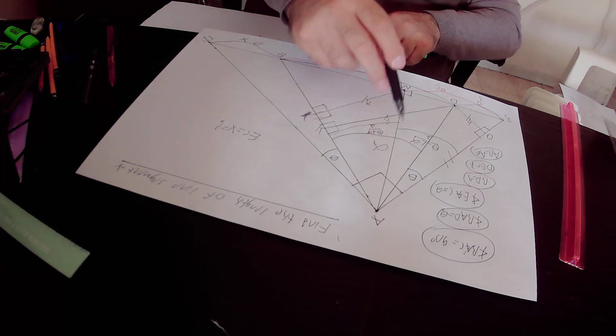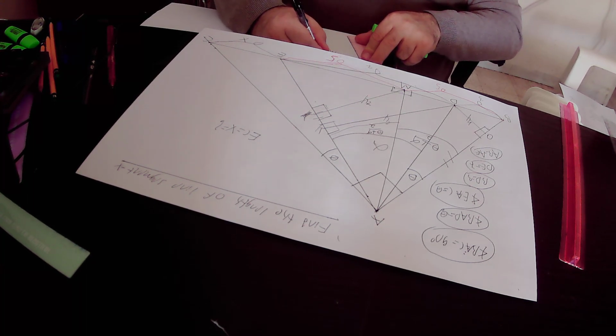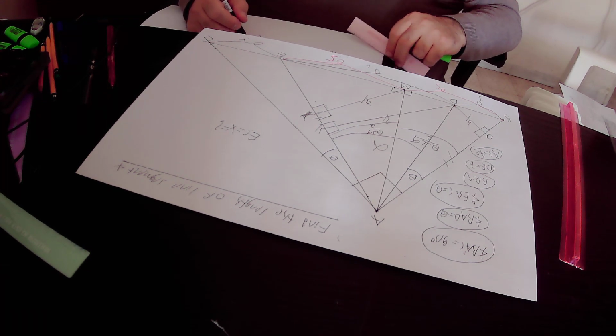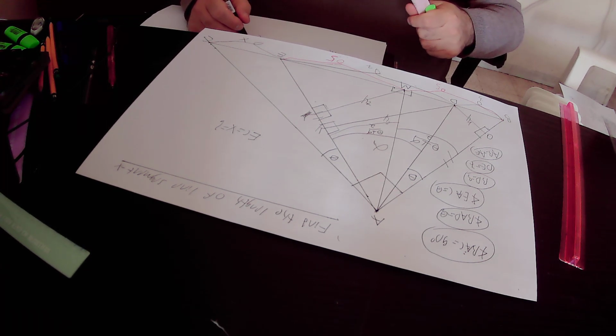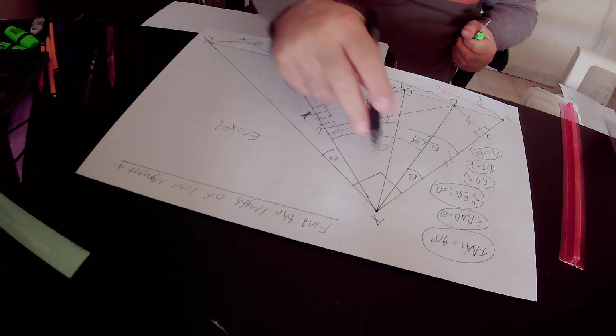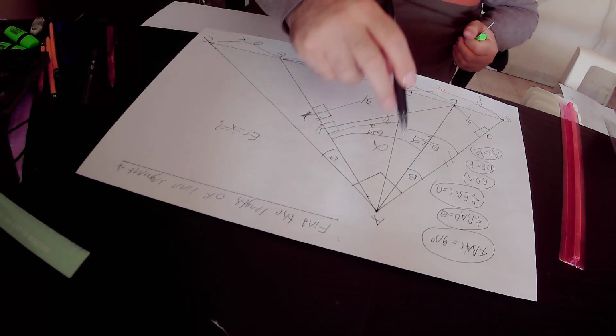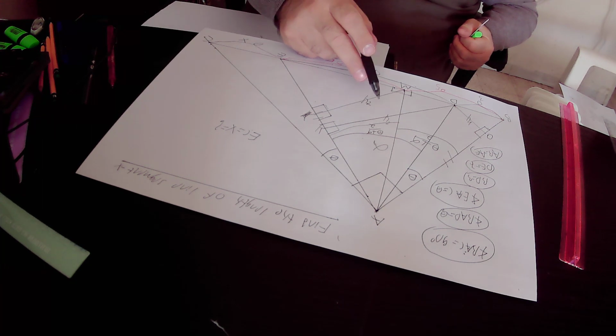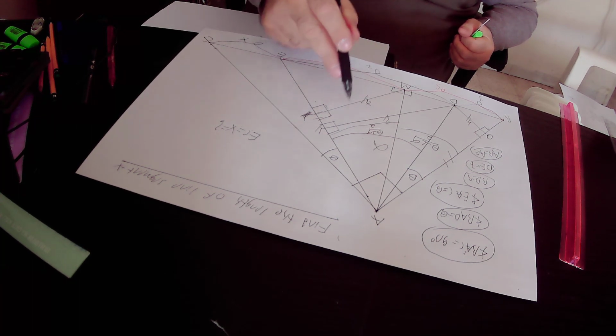According to our definition, AM is equal to H. And what is the value of angle MAC? The value of angle MAC will be equal to theta plus alpha over 2 plus theta.